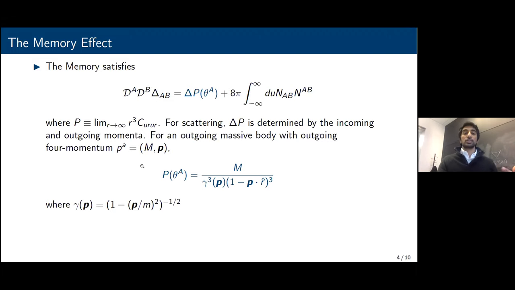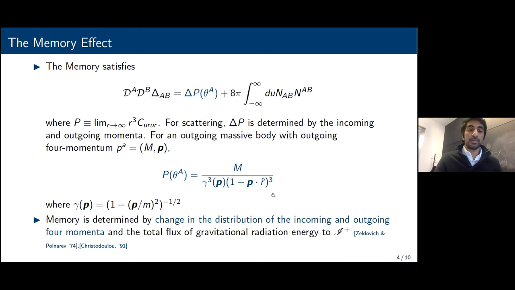The change in P is determined by the incoming and outgoing momenta, and in particular for some massive body with some outgoing momentum, it's simply given by this expression and is totally determined by this outgoing momentum. So gamma here is the usual boost factor that we get in these expressions. And so the punchline for the slide is that the memory is determined by the change in the angular distribution of the incoming and outgoing momenta. And so this is known as the ordinary memory effect, and the total flux of gravitational radiation energy out to null infinity is known as the null memory effect, or the so-called Christodoulou memory effect.